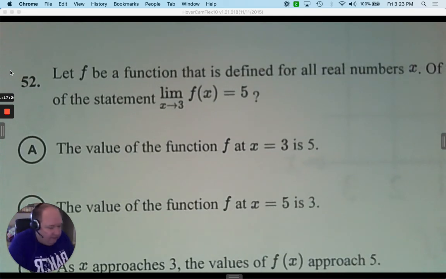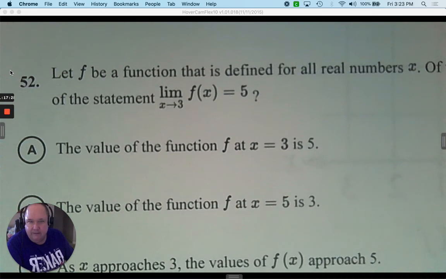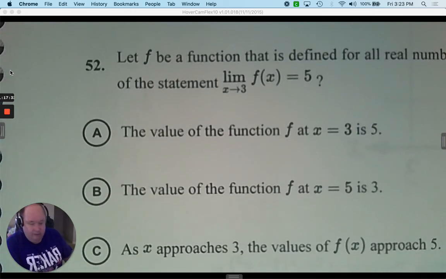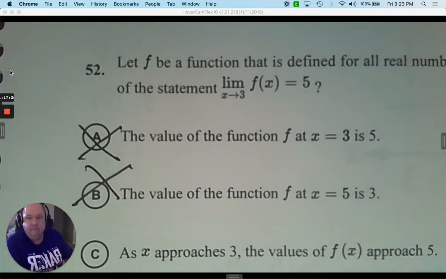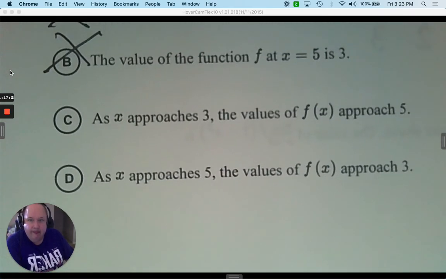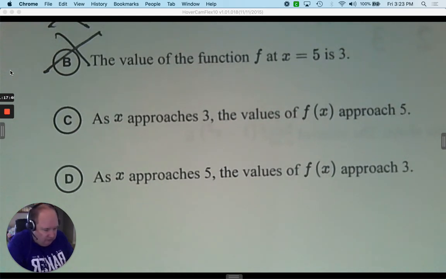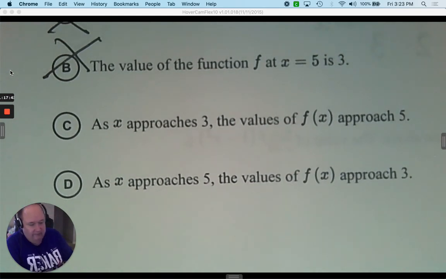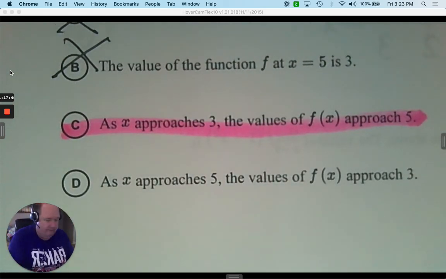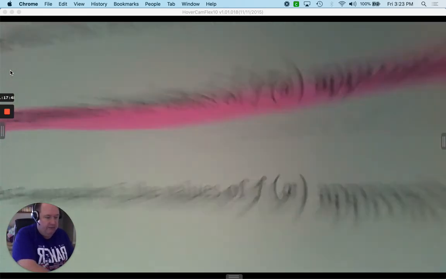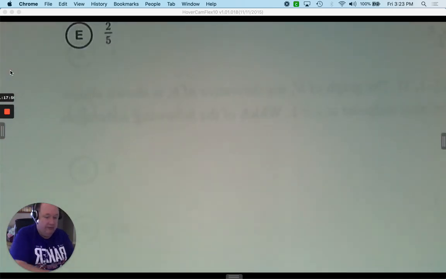It says, let f be a function defined. Which is the best interpretation of that limit? The limit as x approaches 3 equals 5. It is not the value. It's not A. It's not B. As x approaches 3, the function approaches 5. That's exactly the correct interpretation of it. All right, one more left, number 53, and then the first unit from College Board would be done to review.